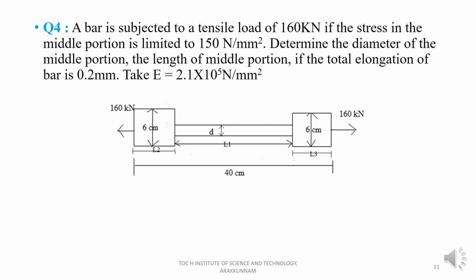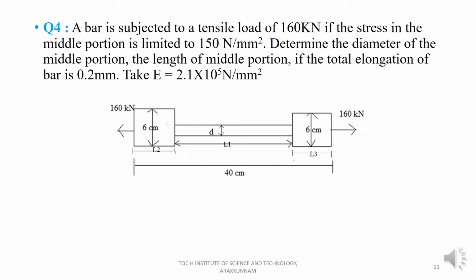The length of the middle section can be assumed as L1 and the diameter as D. The diameter of the first section is given as 6 centimeter and the diameter of the last section is also given as 6 centimeter. Now the length of the first section is L2 and the length of the last section is L3. The total load is 160 kilonewton, which is given, and the stress in the middle portion is also given, that is 150 Newton per mm².